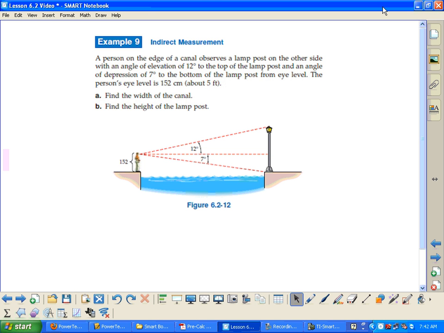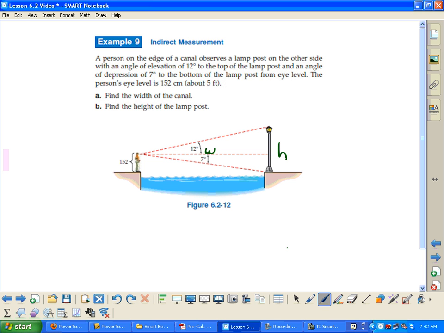So we want to find the width of the canal, and we want to find the height of the lamp post. Now in this problem, we have to find the width of the canal first, because we're going to need to know this side here. We're going to need to know that side there, so we'll use W for width. And before we can actually find the height of the lamp post. Okay?